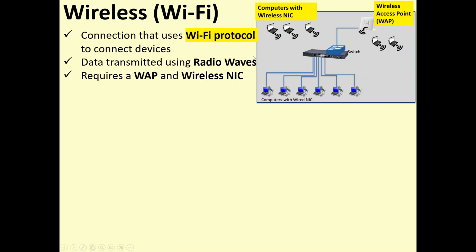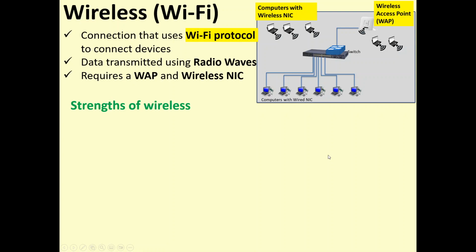You require a WAP, a wireless access point, and each device has to have a network interface card with wireless as well. So you've got a wireless NIC, network interface card, and a WAP to receive it. That WAP could be built into something like a router, but generally in our school we have a separate WAP, and it sends data using radio waves. Data is transmitted through the air as radio waves. And remember, there's no cable.